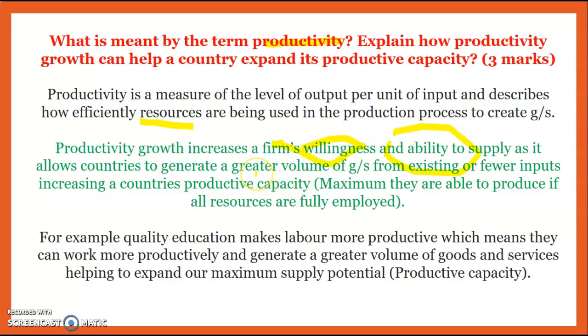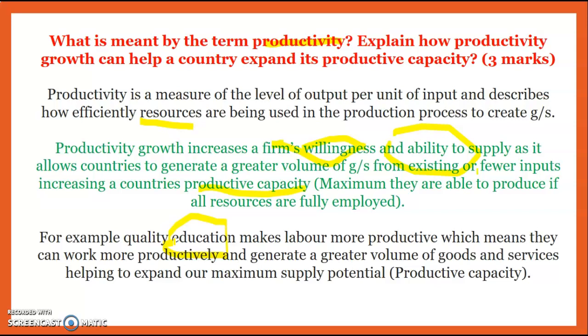That'll allow us to generate a greater volume of goods and services from fewer inputs and boost our overall supply capacity, our productive capacity. For example, an increase in education will make labour more productive, which will then help us to generate a greater volume of goods and services because we're working faster, which expands our overall supply potential.